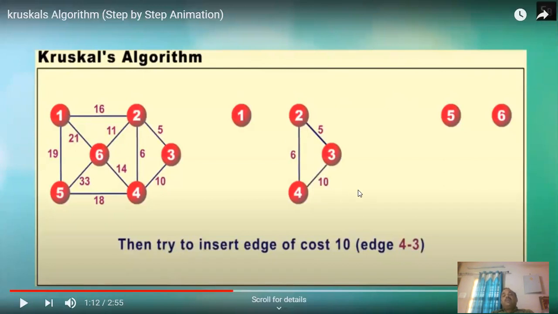Why? Here, this is a graph. A graph has connected components, whereas a tree is not a connected component.